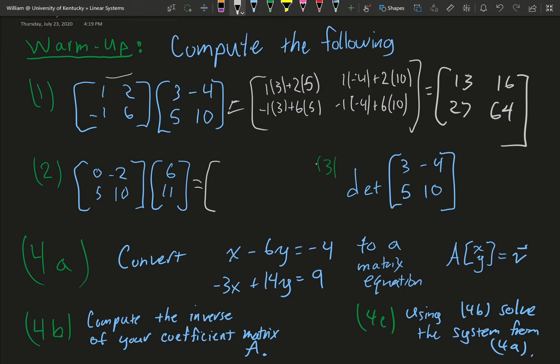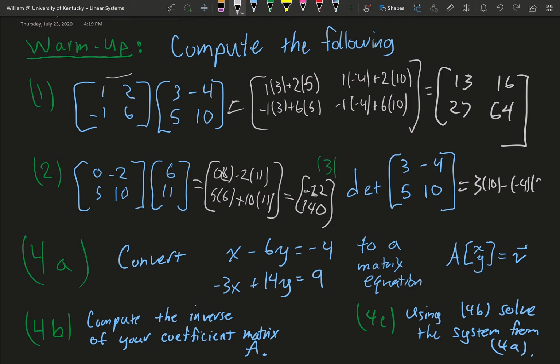Here, 0 times 6 minus 2 times 11, and 5 times 6 plus 10 times 11. So we have negative 22, and 110 plus 30 is 140. So negative 22, 140. For the determinant, remember we do the product of the main diagonal minus the product of the off diagonal. So we have 3 times 10 minus negative 4 times 5, which gives us an answer of 50.